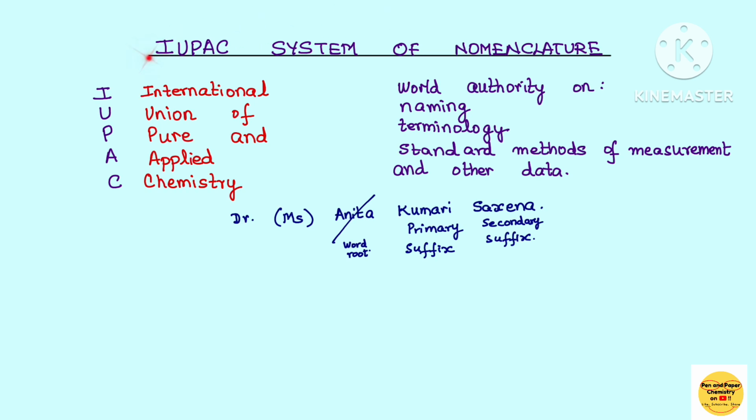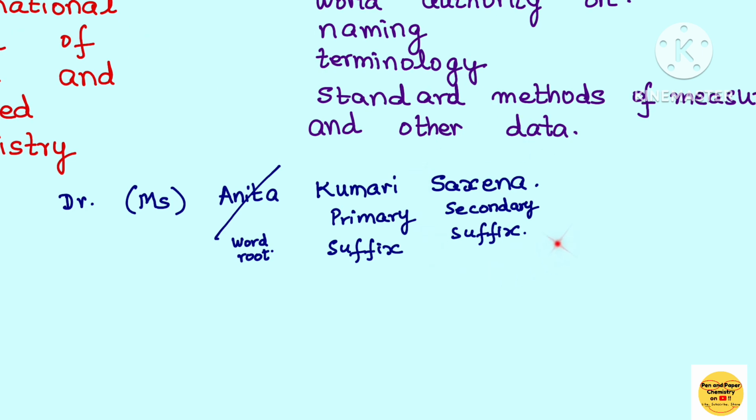Continuing with our IUPAC system of nomenclature. So we've already done the word root, we've done the primary suffix. In today's lesson, we will be talking about the secondary suffix. What is the secondary suffix? As you can see, it is the surname in this name.